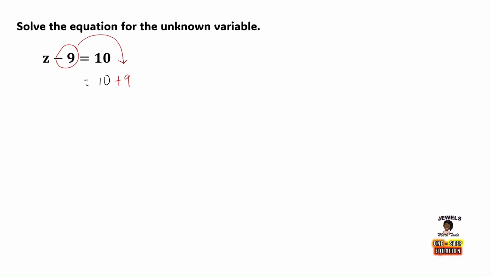And as always, return your variable of z back to the equation. So now we would add our 10 plus 9, which would equal 19. So we're going to say that z is equal to 19. And remember to check that answer. If z is really equal to 19, then that means when 19 subtracts 9, it should equal 10. And we know that this is true, so that means that our solution of z equals 19 is correct.